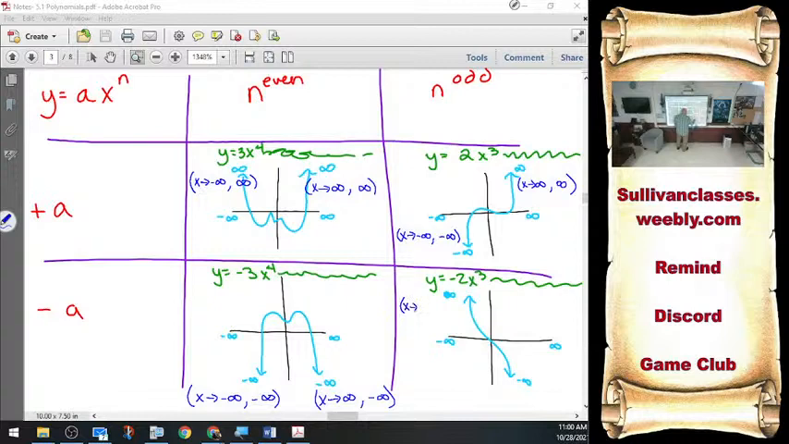As x goes all the way to the left, negative infinity, my y's are going to go all the way up to positive infinity. As we go all the way to the right, x's are going to infinity, my y's will go to negative infinity.